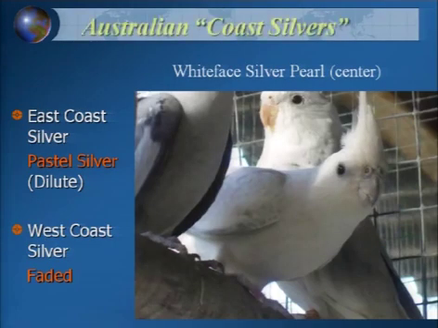Okay, now there are a couple of silvers that we don't have, and they call them the East Coast silver, which is their true dilute. It's a pastel. I don't know if there's been any quantification of pastel, but years ago they hired a scientist. The biggest European avicultural organization had 50,000 members. Can you imagine that, Tom? And we should be so lucky.